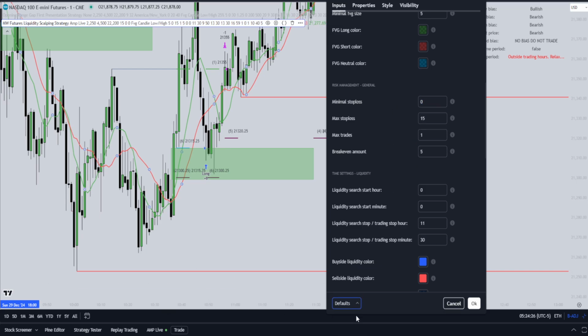If you wonder why I place this on default at 15, well, it's very easy. In several ICT mentorships and videos, he explains, for my son, I tell him you have a max stop loss of 15 handles. Very easy.